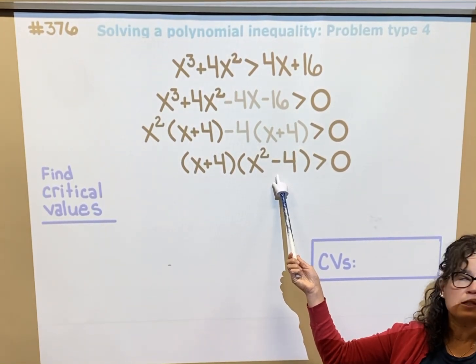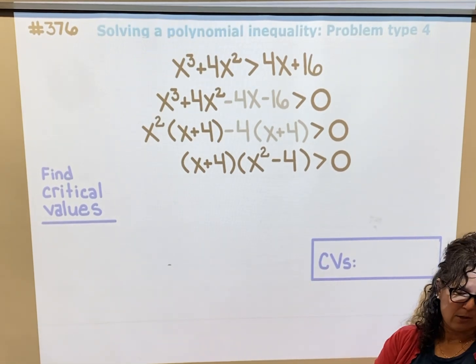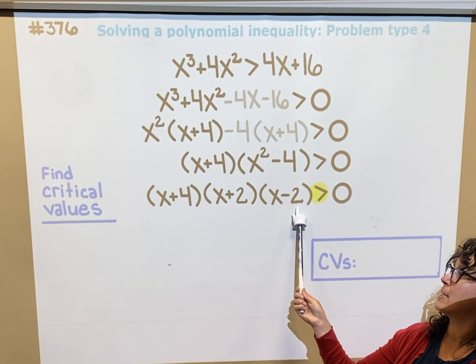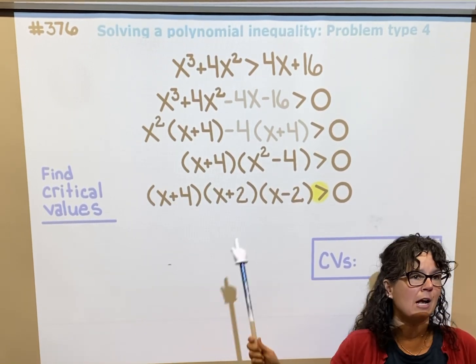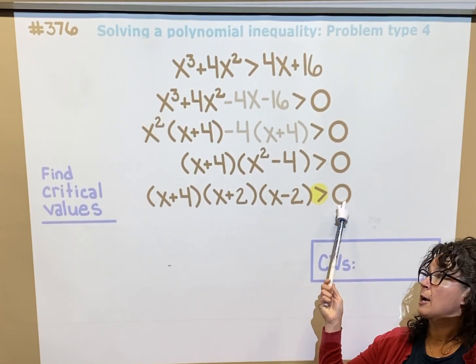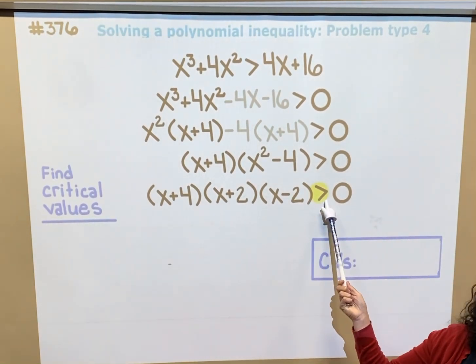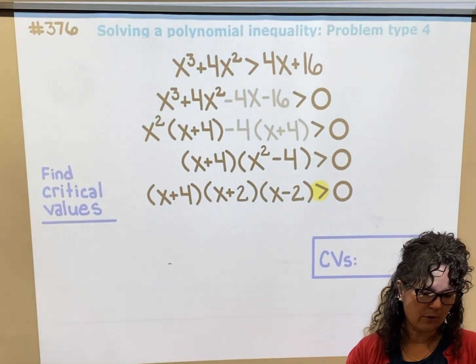This is the difference of squares, x squared minus 2 squared. So that ends up being x plus 2 times x minus 2. And I'm bringing down that x plus 4. Now that this is factored, set to 0, I'm ready to go find my critical values. So I'm going to change this to an equal sign for a second and solve to find my critical values.